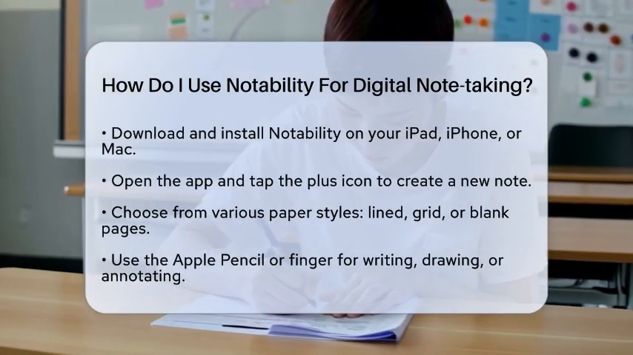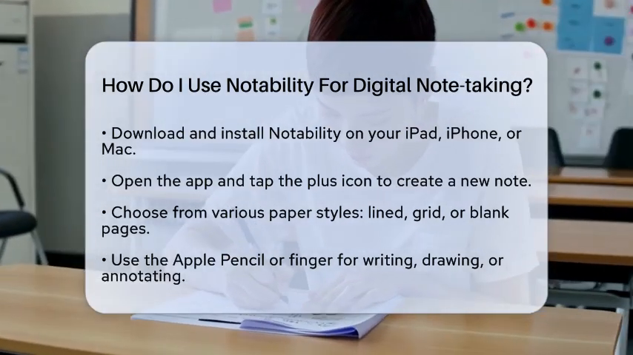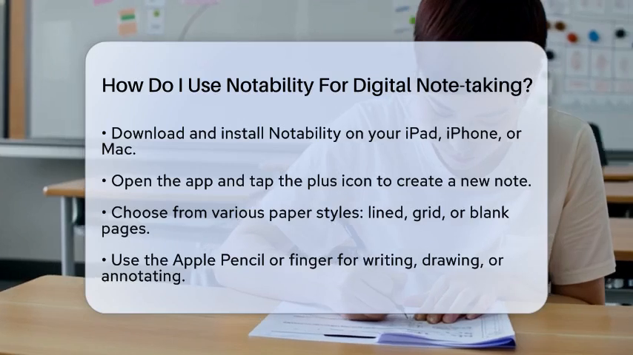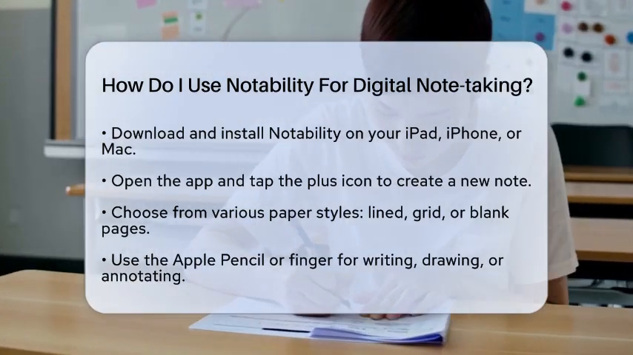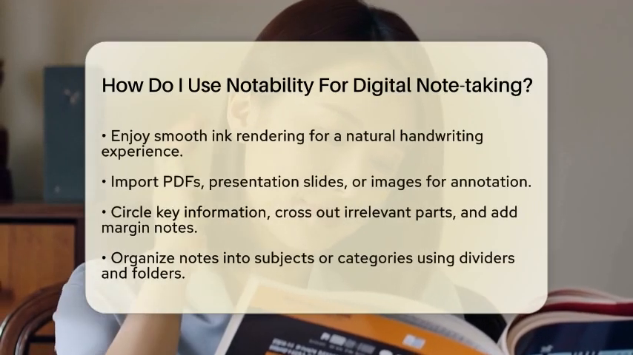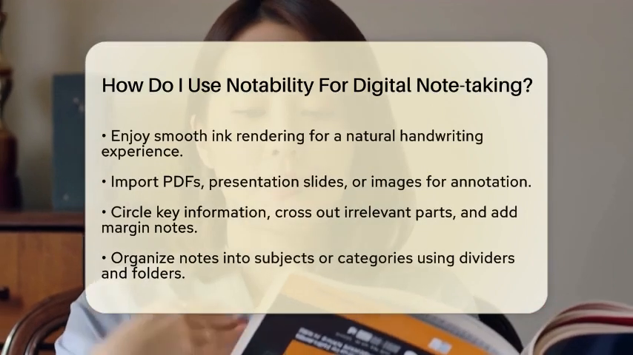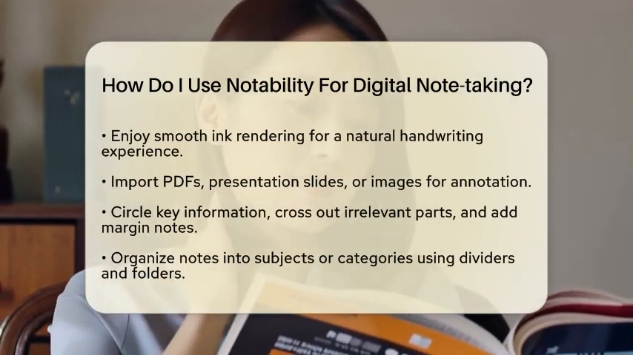Now, let's talk about writing and drawing notes. You can use the Apple Pencil or your finger to write, draw, or annotate directly on the digital page. Notability provides smooth and fast ink rendering, making your handwriting feel natural. You can also sketch diagrams or highlight important points using different pen colors and thicknesses.